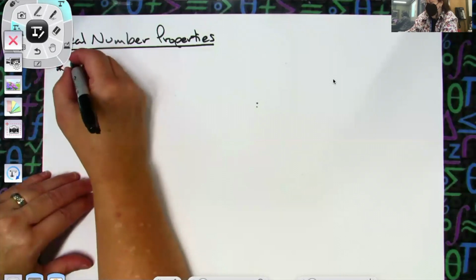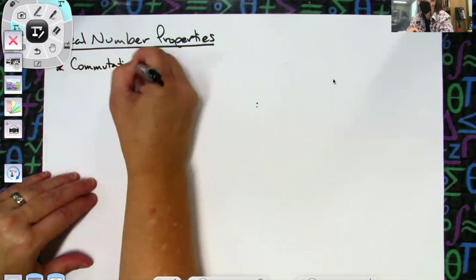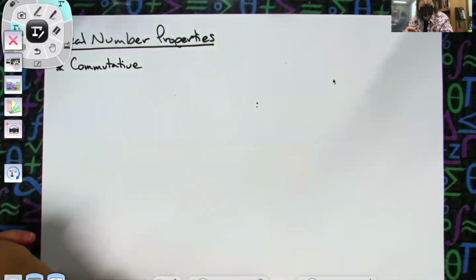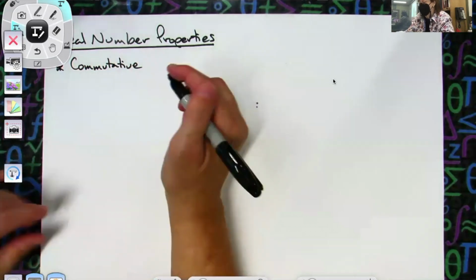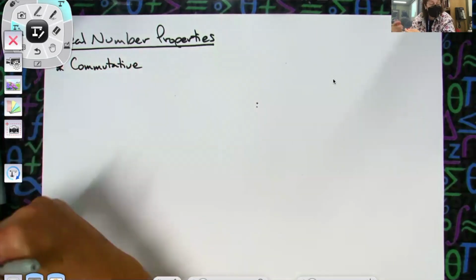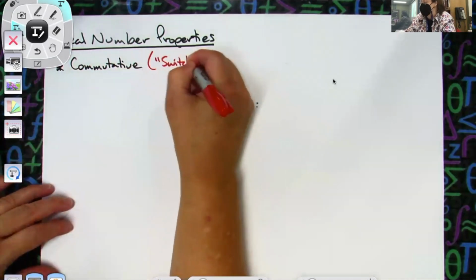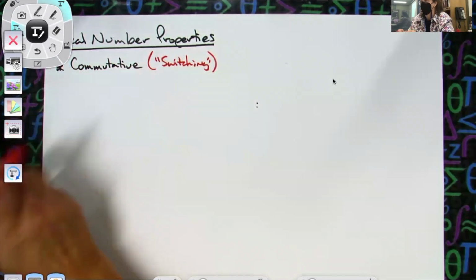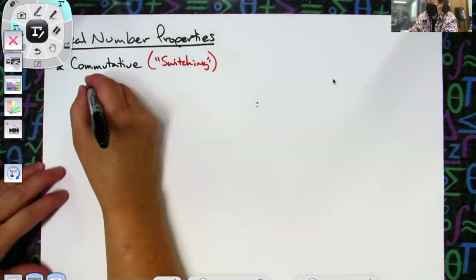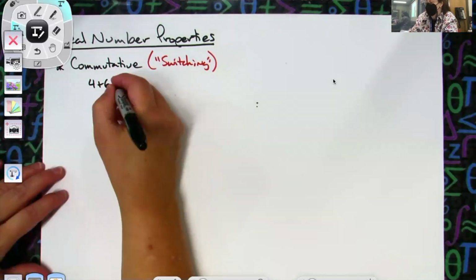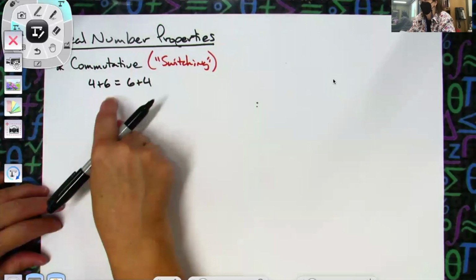I'm not going to write the whole entire thing out, but there's a property called the commutative property of addition, the commutative property of multiplication. So I'm just going to write commutative. You should indicate whether it's of addition or of multiplication. My clue word for helping you to remember commutative is switching. In other words, if I'm switching the numbers around, then I've got the commutative property. And you do know this, right? If I take 4 plus 6, that's the same thing as 6 plus 4. This one is the commutative property of addition.